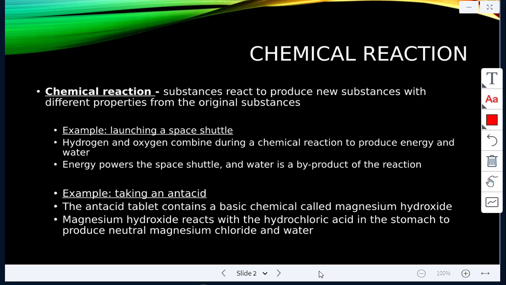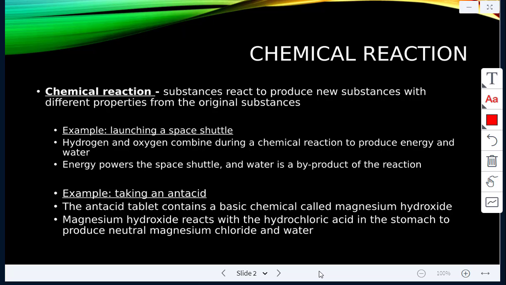We had talked about this a little bit in chapter 1. A chemical reaction is always when substances react and produce a new substance. That's very important. That's how you know a chemical reaction has occurred. A new substance is formed, and it's going to have different properties from the original substance. Also, it's very hard to go back to the original reactants.